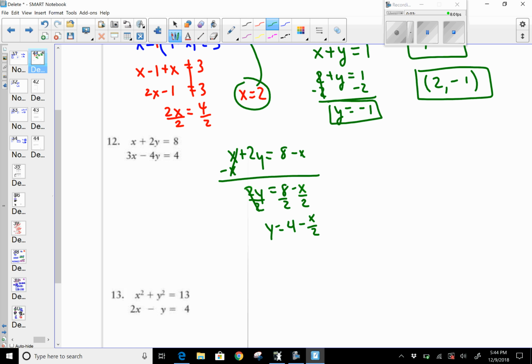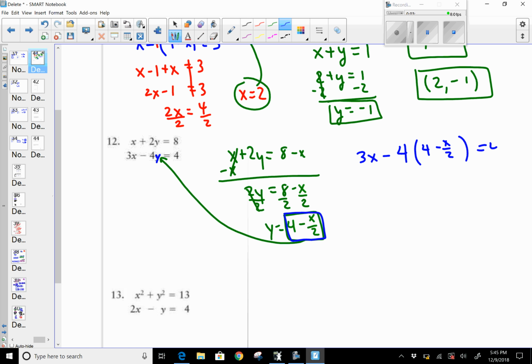All right, so wherever I see a y, I'm going to plug all of this in. So this whole thing gets plugged in for the y right here. So I'm going to rewrite, this is my y. This is my plug-in. So I have 3x minus 4, and my new y is going to be 4 minus x over 2, and I set that equal to 4.